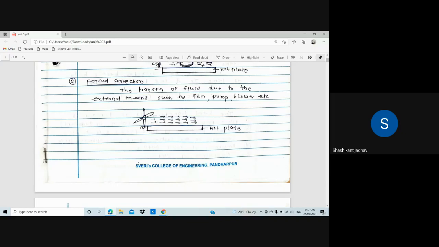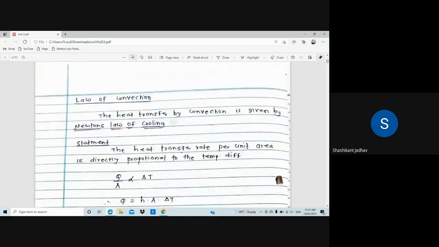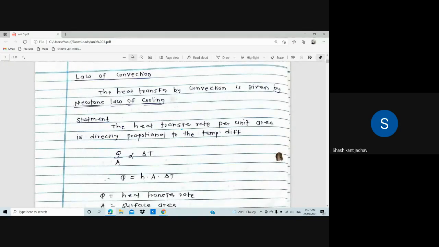Then we have to write down the next point, law of convection. Already we have discussed this point in unit number 1. Law of conduction, then law of convection, that part we have covered in unit number 1. So once again we have to cover, for this unit, convection: what is the law related to convection? So all of you write down law of convection.